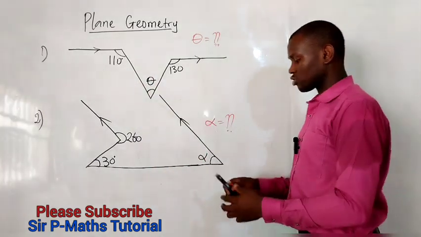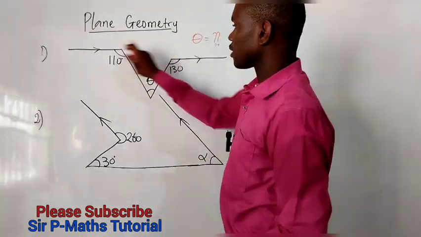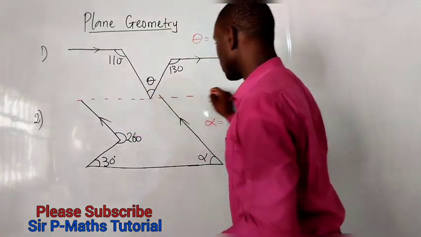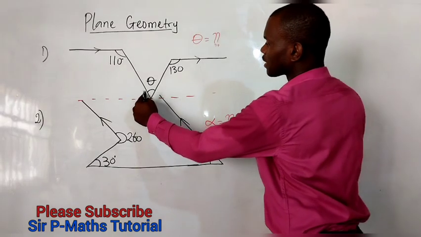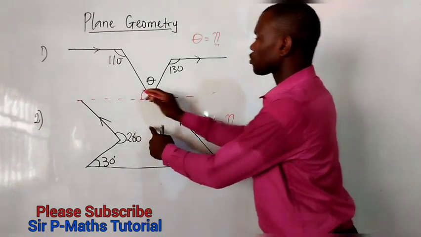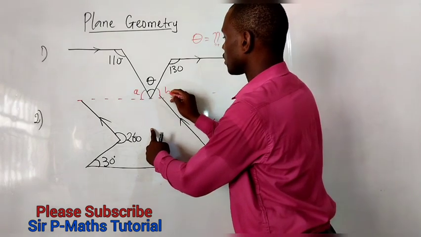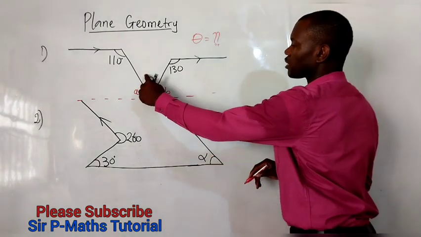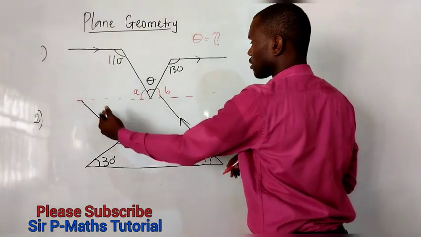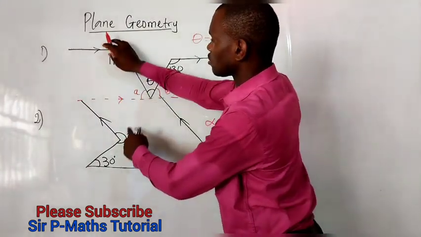So let's create a relationship. This is a parallel line, this is a parallel line. So let's make the third parallel line to pass like this so that we can create an angle at this position and then an angle at this position. So if I am able to find this angle here and this angle here, we'll get the angle at this position. So recall in two parallel lines, this line now is parallel to this line.